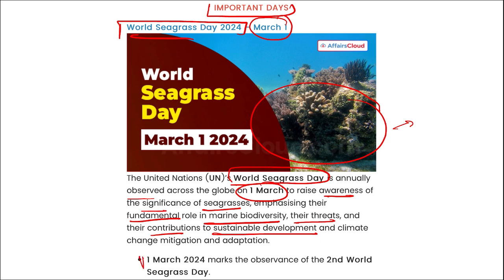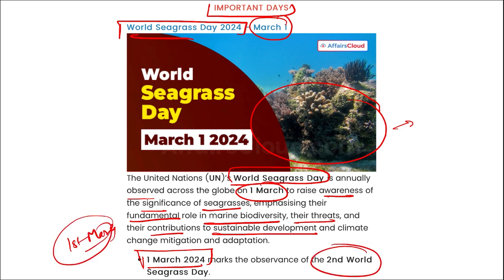So this World Seagrass Day was observed on 1st March, and this is the second edition of World Seagrass Day that was observed. So friends, these are your important current affairs for the day.